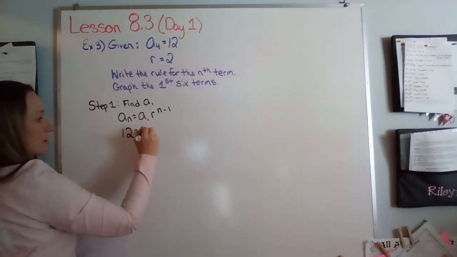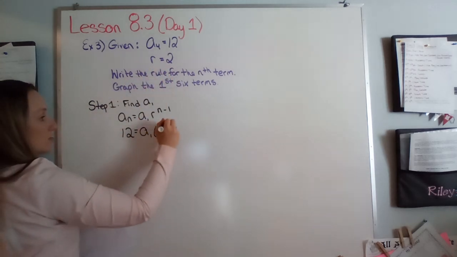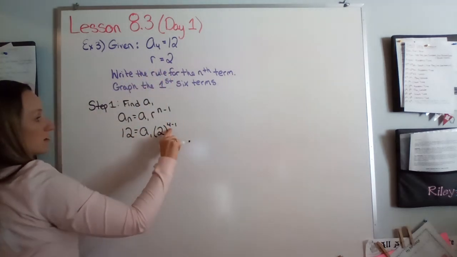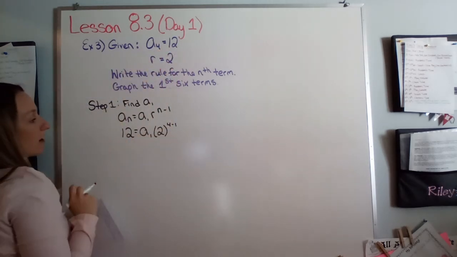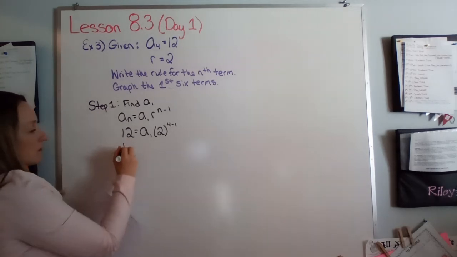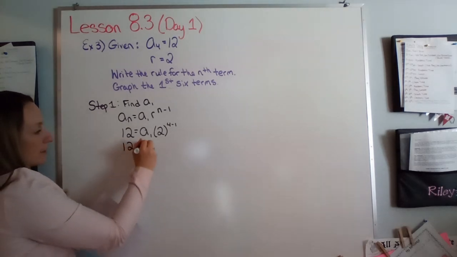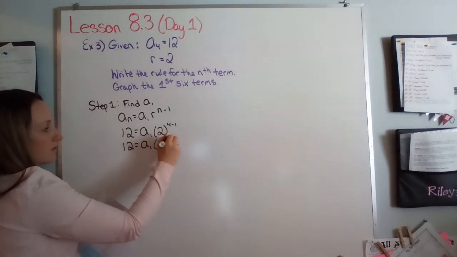I don't know A sub 1. I know my common ratio is 2. And that's raised to the 4 minus 1. Where did the 4 come from? The 4th term. 4th term is 12. Okay? Now, I can solve for A sub 1. So I'm going to have 12 is equal to A sub 1 times 2 raised to the 3rd.